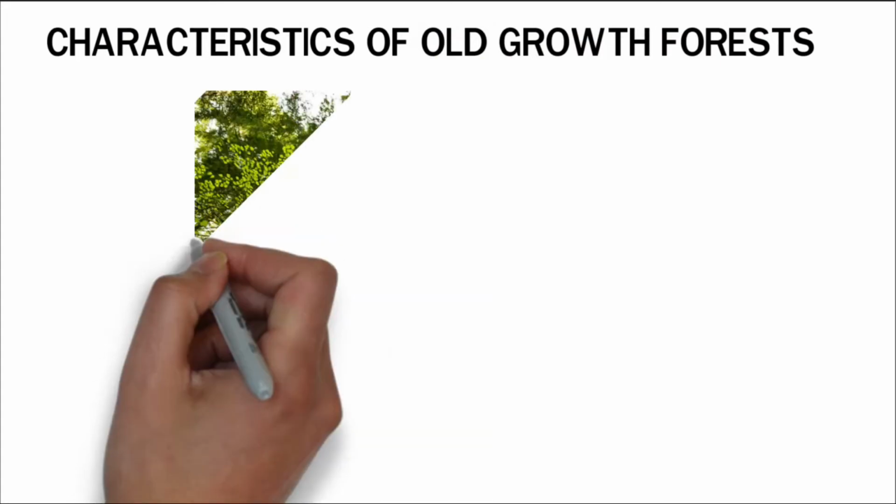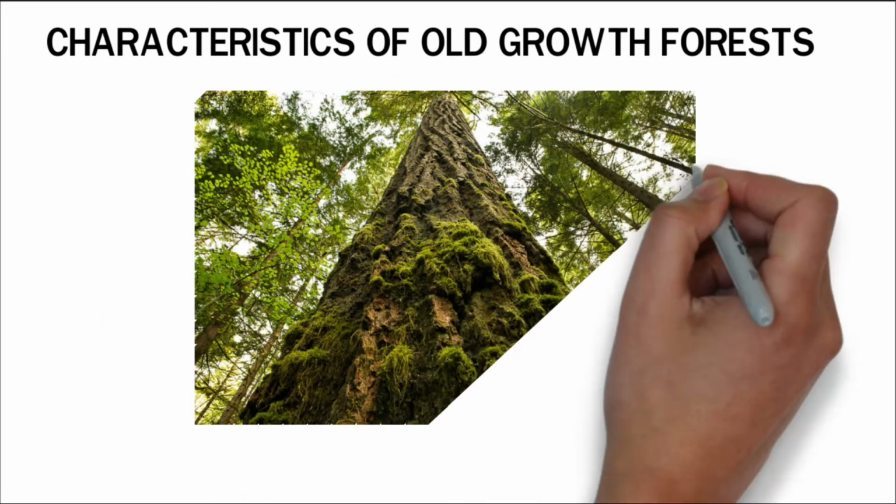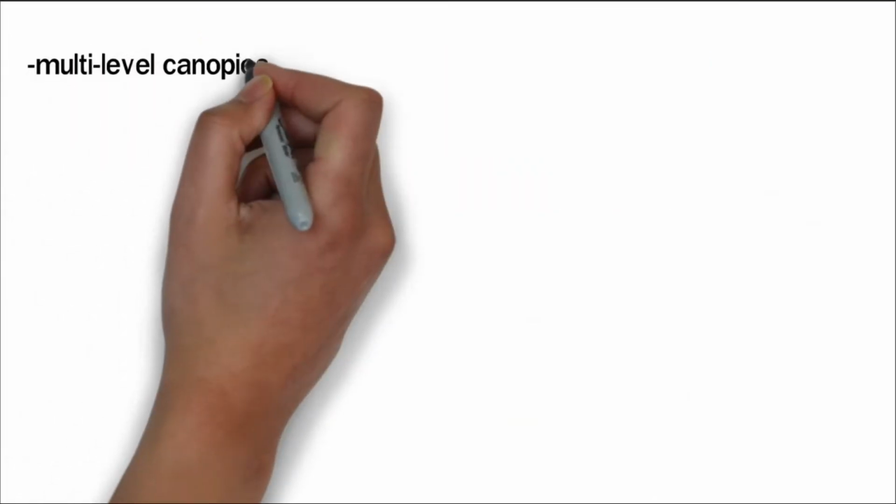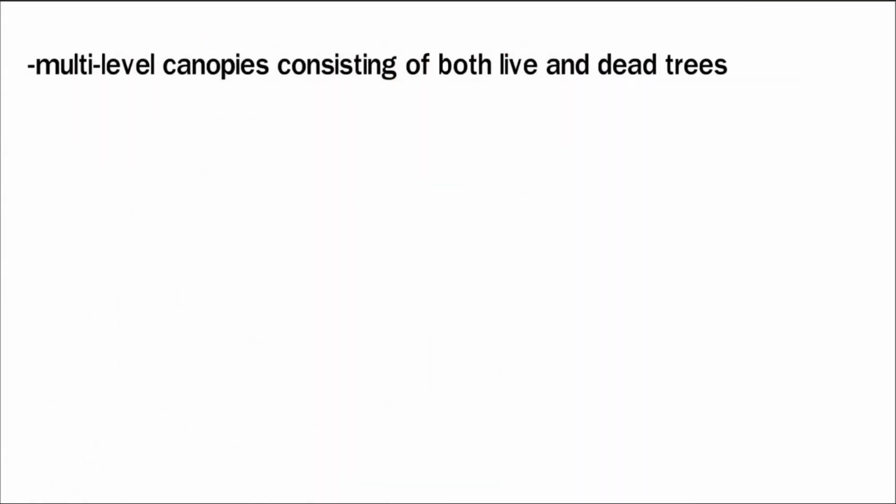Characteristics of old-growth forests. Old-growth forests have distinguishing features that make them unique compared to most forests. Old-growth forests are made up of multi-level canopies, consisting of both live and dead trees. Canopies may also form due to the forest's pit and mound topography.